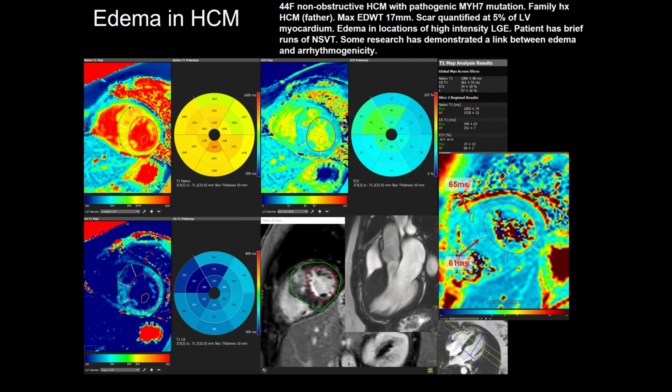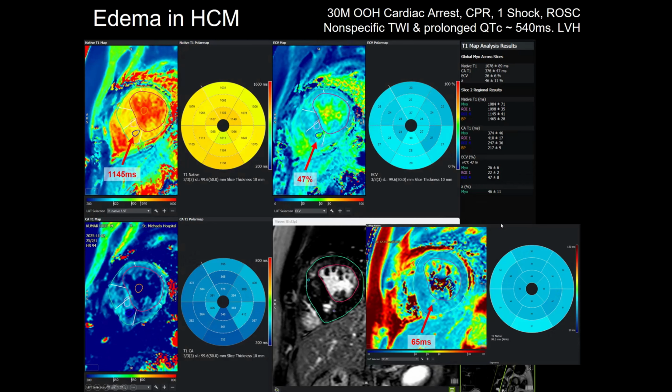Some researchers suggest a link between edema in HCM and arrhythmia. And you can see in this patient, not only does she have the T1 and ECV elevation, but there's also edema in the affected regions.